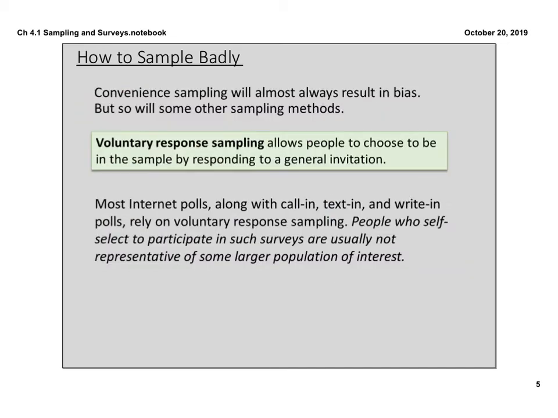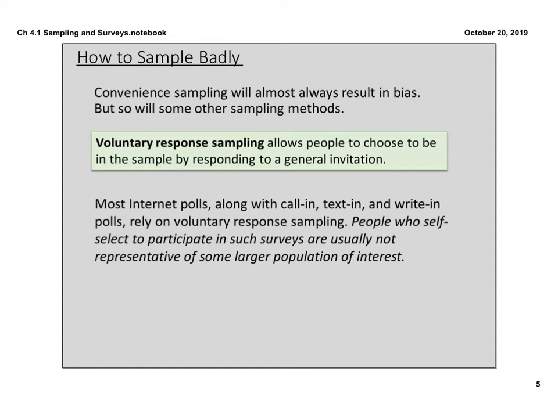So then another method of sampling badly, and this is something that's done all the time in our country. Convenient sampling will almost always result in bias, but so will some other sampling methods. One of them is voluntary response sampling. How many times have you left a store or a gas station, and at the bottom of the receipt it says, go take our survey for a chance to win a $100 gift card, or whatever it may be? That happens all the time.